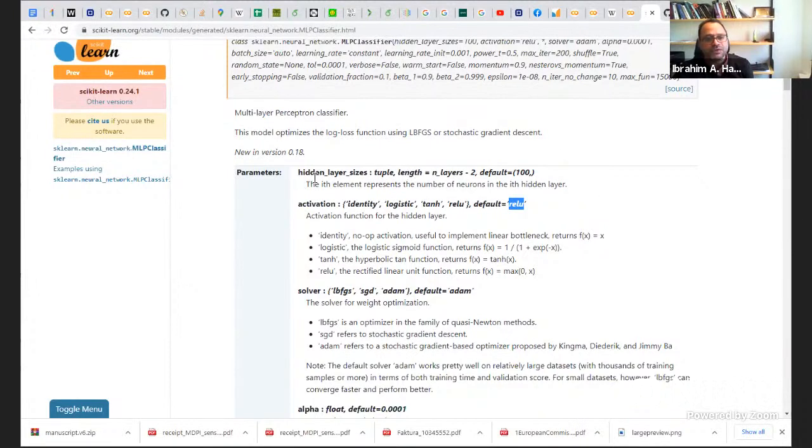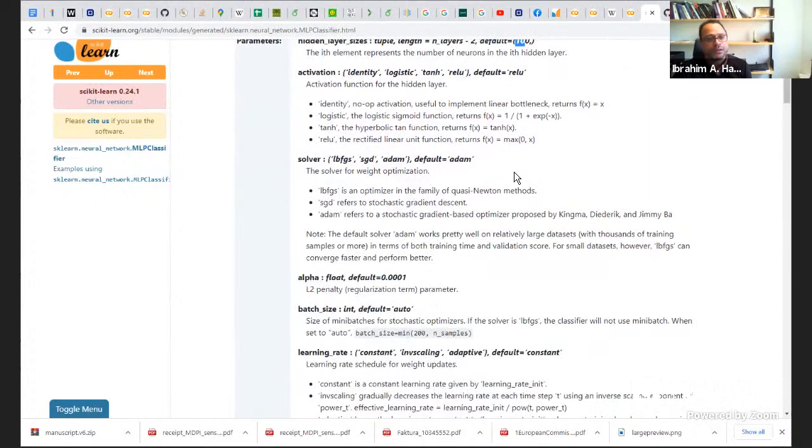Also the hidden layers. By default, you have one hidden layer, which consists of 100 neurons. So if you don't specify the number of hidden layers and the number of units in each hidden layer, it will be only one hidden layer with 100 neurons. Those are the solvers. We have LBFGS, and we have SGD, and we have the Adam optimizer. Adam is a stochastic gradient-based optimizer. SGD is stochastic gradient descent.